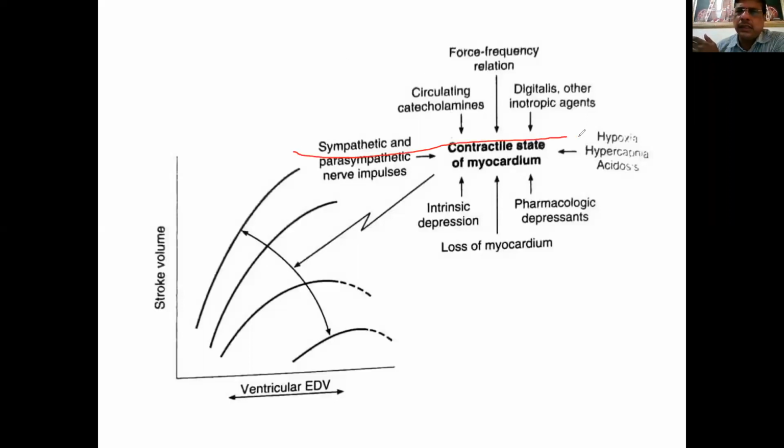here this line I'm drawing, all these things, whatever may be the initial mechanism, ultimately they are going to end on one common point. What is that? Positive inotropic effect. How do they do it? Increasing calcium concentration. Ultimately they are going to cause an increase in calcium concentration. The mechanism may be different. Ultimately their end point is to cause increased calcium concentration.